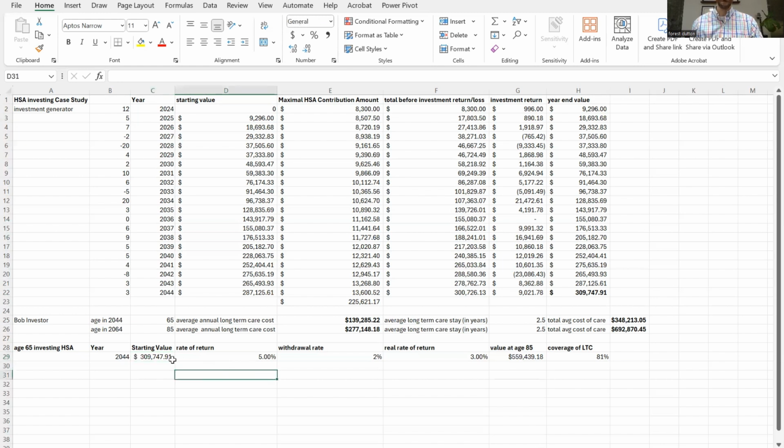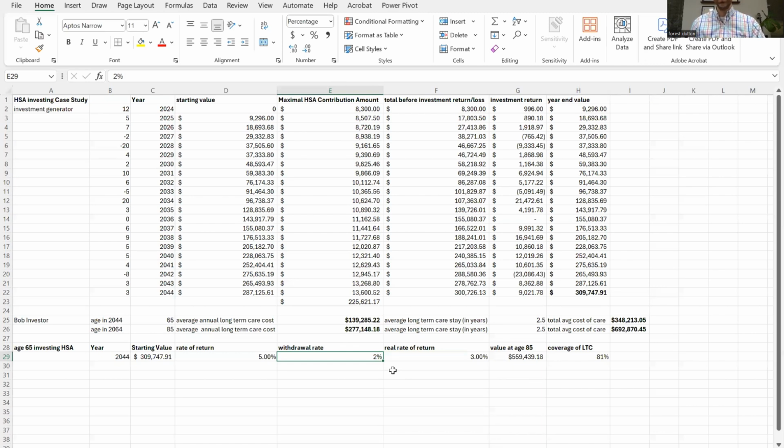Now, why do I bring that up? So, if you get to age 65, you probably don't need long-term care. You have a lot of money saved in this HSA. This is that 309,000 value that's up here. So, I'm assuming you can invest that at a conservative rate of return of 5%. And if you were to do that over the next 20 years, you can increase that value, but there's more. So remember what I just said, you can turn this into an additional stream of income in retirement and still pay your long-term care in the event that it happens.